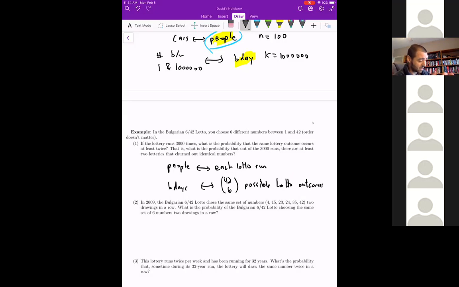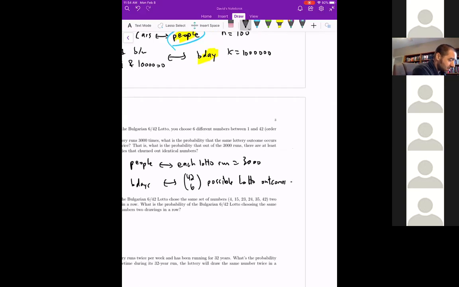So I've got slots, right, and each slot has so many outcomes. In this case, it's not between 1 and 365, it's between 1 and something way bigger. 42 choose 6 is way bigger, right? Let's see what that is. It's like 5.2 million or so, a lot of ways you can play that lotto. But once you make that observation, each lotto run, there's 3,000 of them, 42 choose 6 of those.